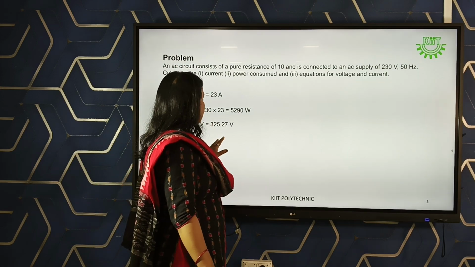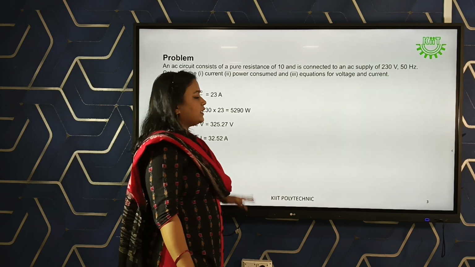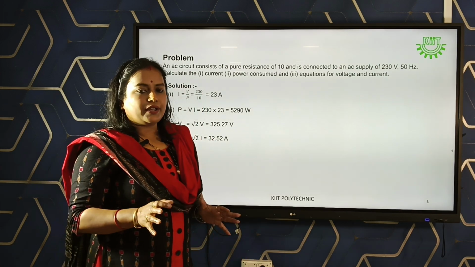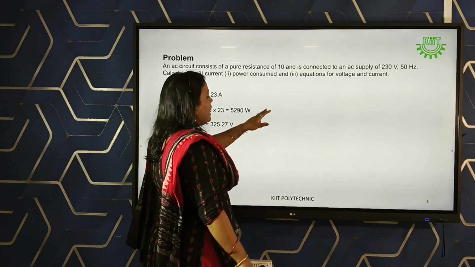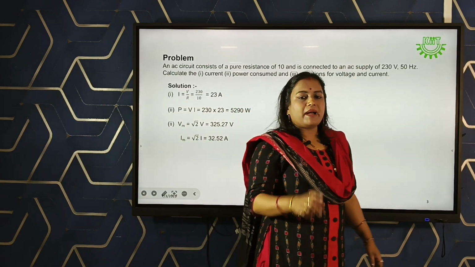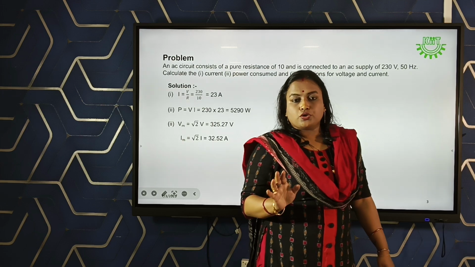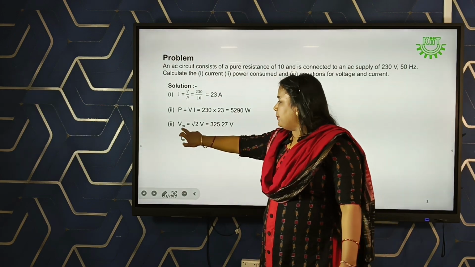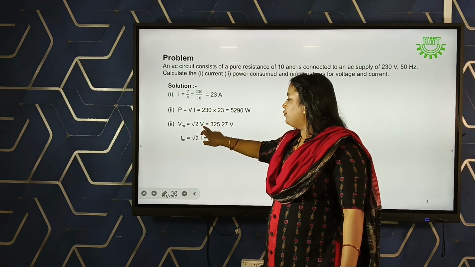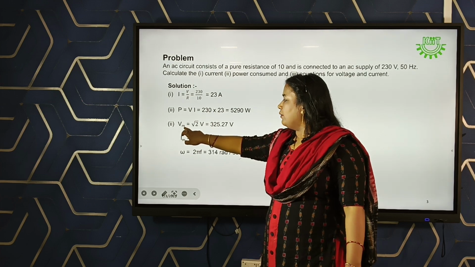Now we have to calculate the maximum value of voltage as well as the maximum value of current. How to get it? We know that the RMS value is equal to the maximum value divided by root 2. So how do we calculate our Vmax? Just multiply root 2 into V. Then only we will get our value of Vm.